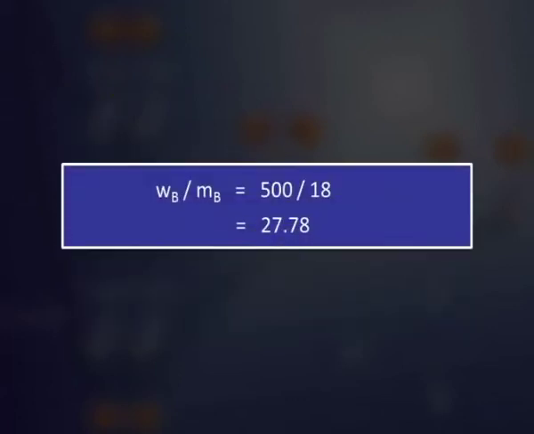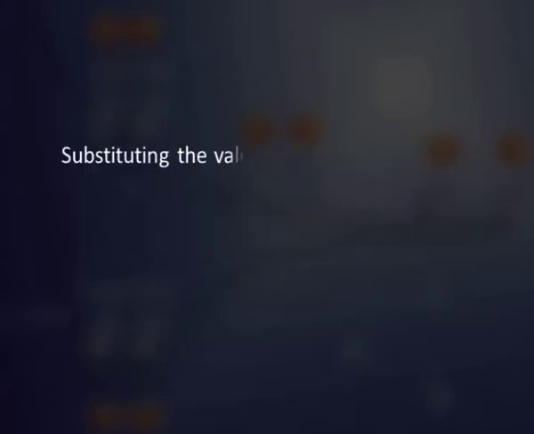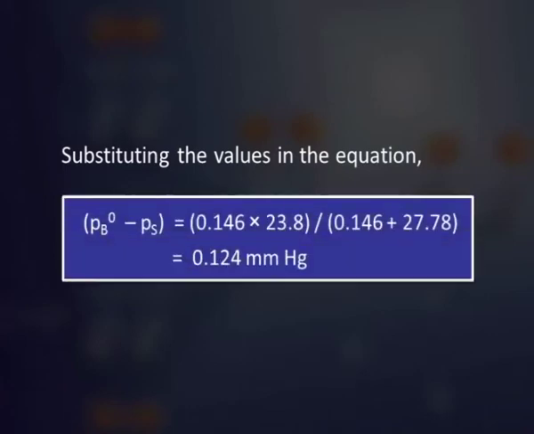and moles of solvent, which is equal to Wb upon Mb, is equal to 500 upon 18, equal to 27.78. Substituting all these values in the Raoult's law equation, we will get P naught B minus Ps equal to 0.146 multiplied by 23.8 divided by 0.146 plus 27.78, which is equal to 0.124 millimeters of mercury.